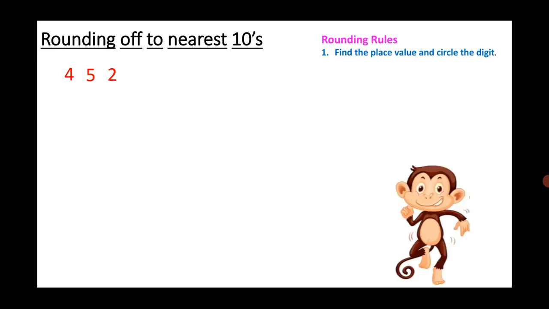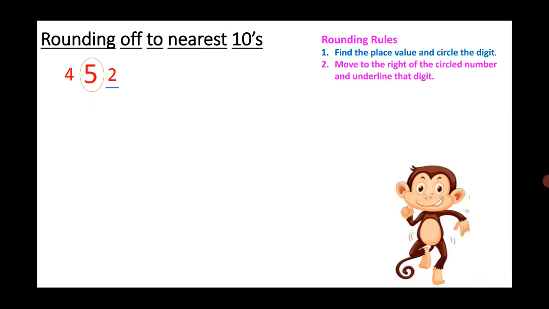Okay, let us understand this with the help of an example. Now we are going to round off to the nearest 10. Let's see an example. We have 452. Now what does our rule say? The very first rule says find the place value and circle the digit. We need to find the tens. So here 2 is my ones and this is my tens. So 5 is in the tens place, so I need to circle it. Now what does rule number 2 say? It says move to the right of the circled number and underline that digit. Which number is to the right of this 5? It is 2. So I am going to underline this 2.